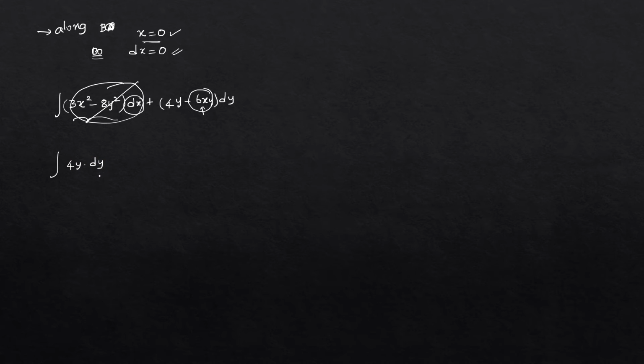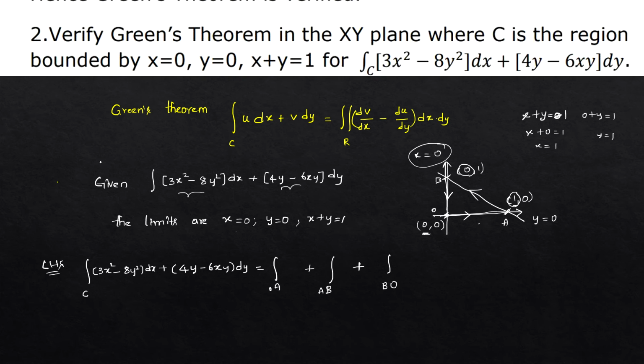Now clearly observe, the function is in y, since dy is the only part available here. Now what we have to write? We have to write the limits of y. That is very important. Whatever the function is that remains, we have to write the limits of that variable. Here dy remains, so we have to write limits of y. So what are the limits of y?